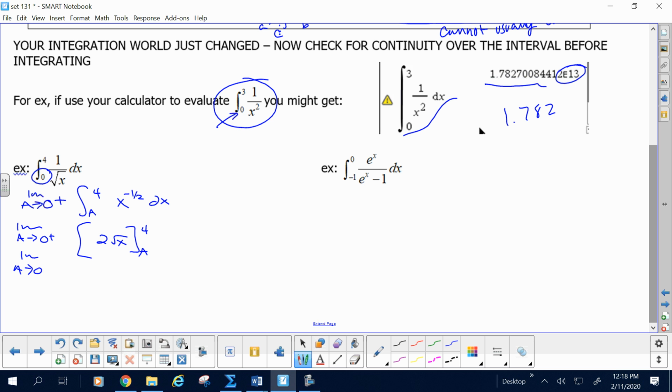Fundamental theorem comes next. Typically you do these in 4 steps. So limit, rewrite, an antiderivative, a fundamental theorem, and then an evaluate. So when 4 goes in, I get 4, and when A goes in, I get 2 root A. As A goes to 0, this integral converges to 4. All right? Try one on your own.